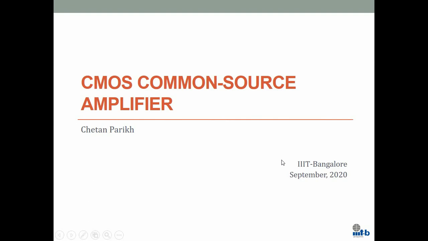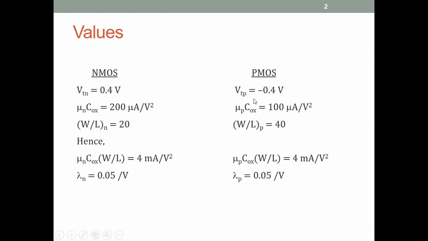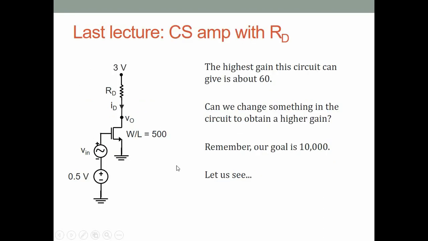So in this lecture we continue to study the common source amplifier configuration, and these are the numbers we'll use as last time. Last lecture we had studied this circuit in detail, and we had found by the end of the last lecture that this circuit can give a gain of about 60, 58 to be precise. That is the highest gain we can get.